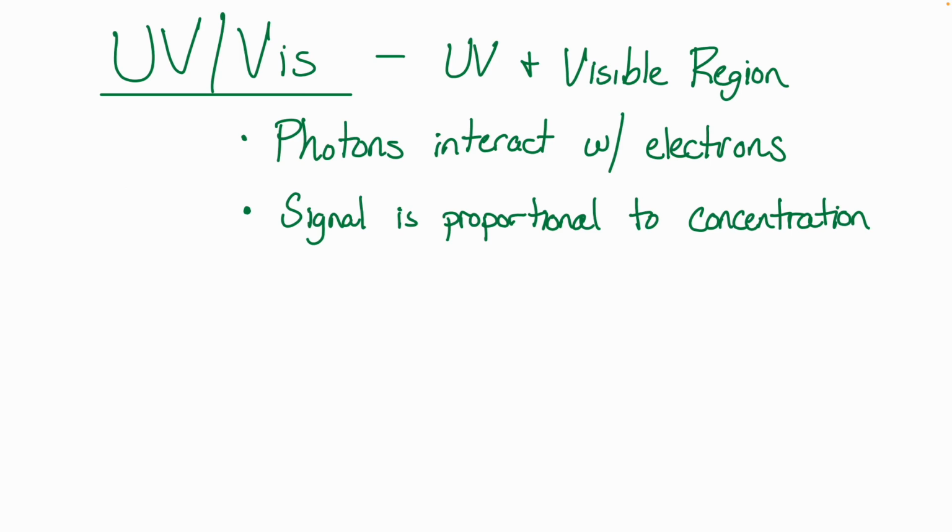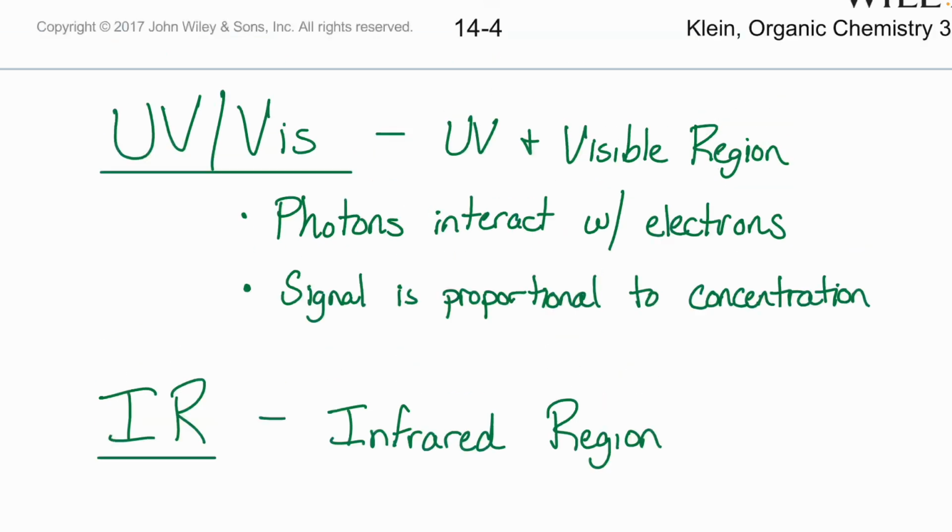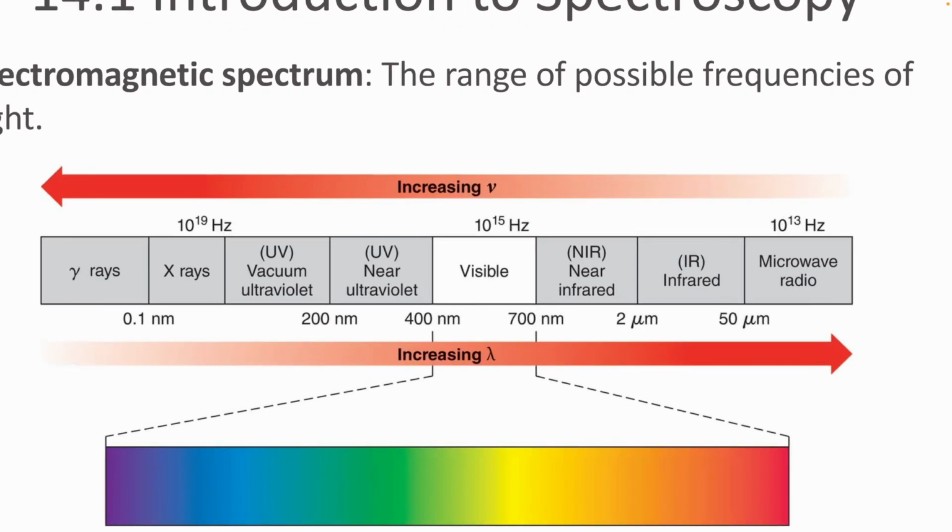Okay, so the one that we're going to introduce now is what's called IR spectroscopy. This uses photons in the infrared region. If we look at our electromagnetic spectrum here, these are now photons that are longer than what we can perceive with our eyeballs.